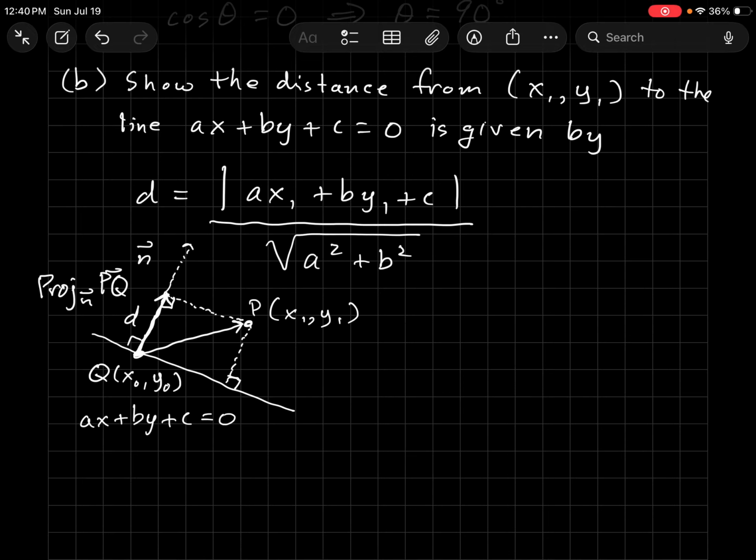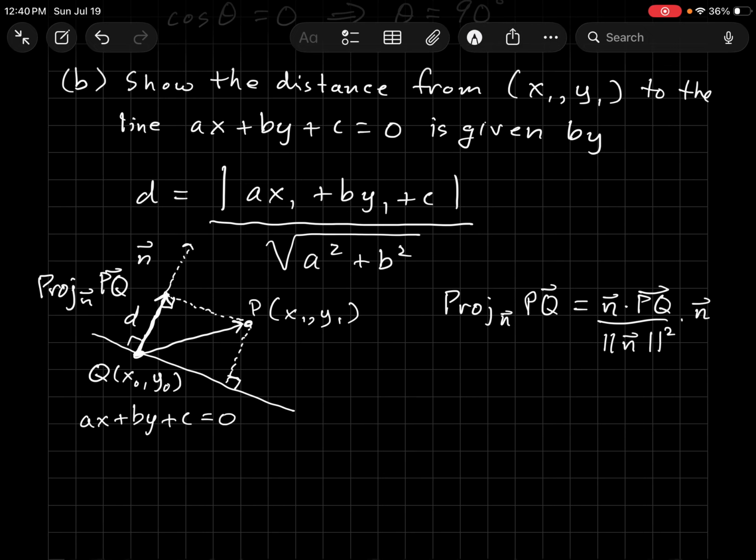Now, a reminder that the projection of a vector onto another one is given by the following. So it's going to be n dot pq over the magnitude of n squared times the vector n. This is what we saw in the video on projections. I'm going to write this one in a slightly different fashion.